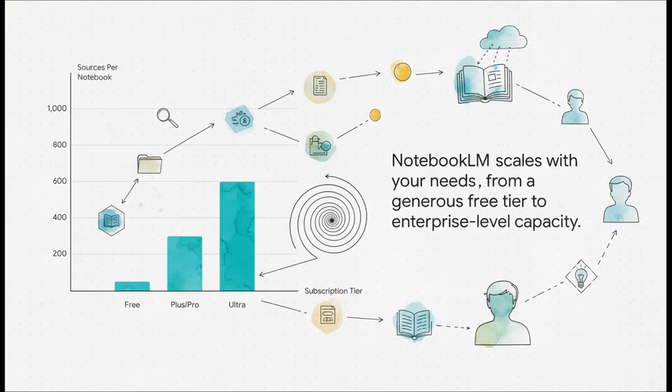And don't worry, the platform totally scales with you. The free tier is actually super generous. You can load up to 50 sources in a single notebook. But if you're a real power user or on a research team, the paid tiers let you expand that capacity by a whole lot, letting you build some seriously comprehensive knowledge bases.